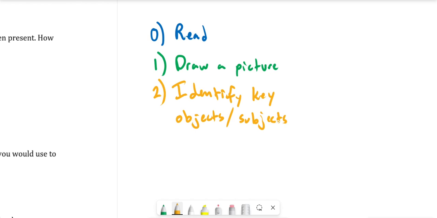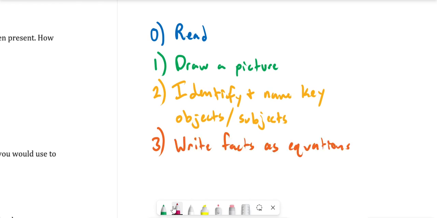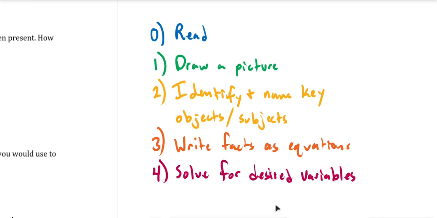These objects or people are going to get special names. So let's not just identify them, but identify and name key objects and subjects. And we're going to want to give those names some short one-letter variable names. Then we're going to want to write down facts about these objects or subjects as equations. We're going to take whatever information we're given in the problem and use our new names for the subjects or objects to write down facts in equation form so that we can solve those equations for the desired variables.